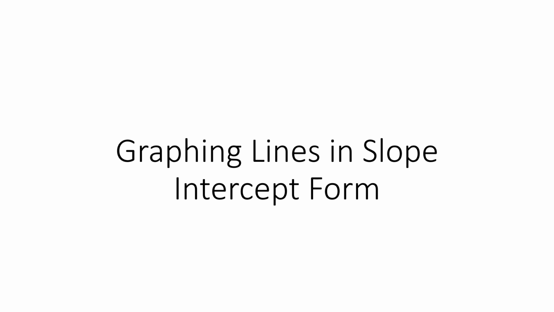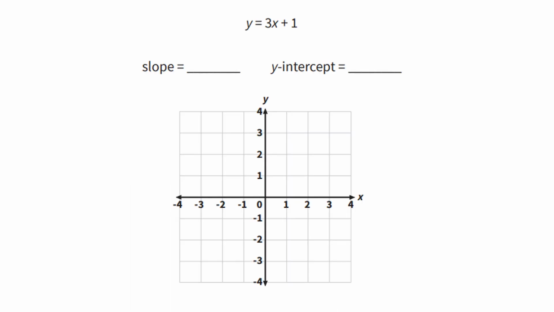This instructional video is on graphing lines in slope-intercept form. An equation in slope-intercept form is written y equals mx plus b. The m is the slope, or the rate of change. B is the y-intercept, or initial value.